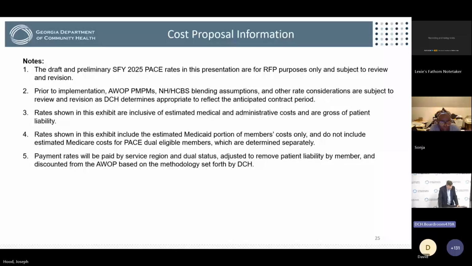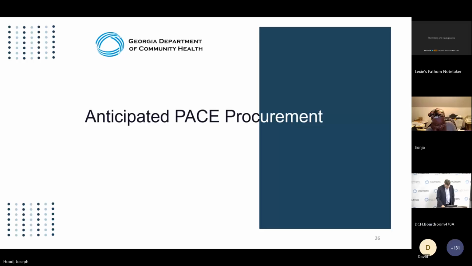The rates shown in the exhibit are inclusive of estimated medical and administrative costs and of patient liability. Rates shown in the exhibit include the estimated Medicaid portion of members' cost only and do not include estimated Medicare cost for the PACE dual eligible members, which are determined separately by Medicare. Payment rates will be paid by service region and dual status, adjusted to remove patient liability and discounted for the AWOP based upon the methodology set forward by DCH.